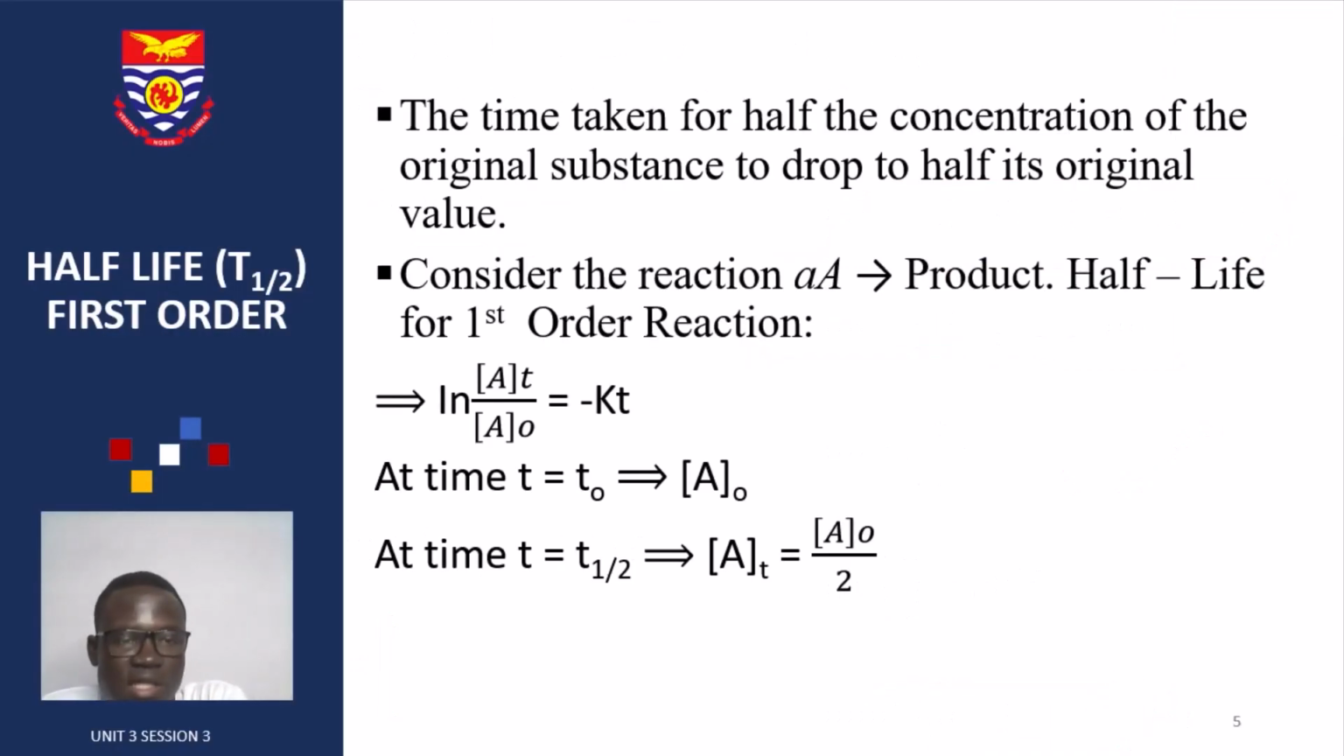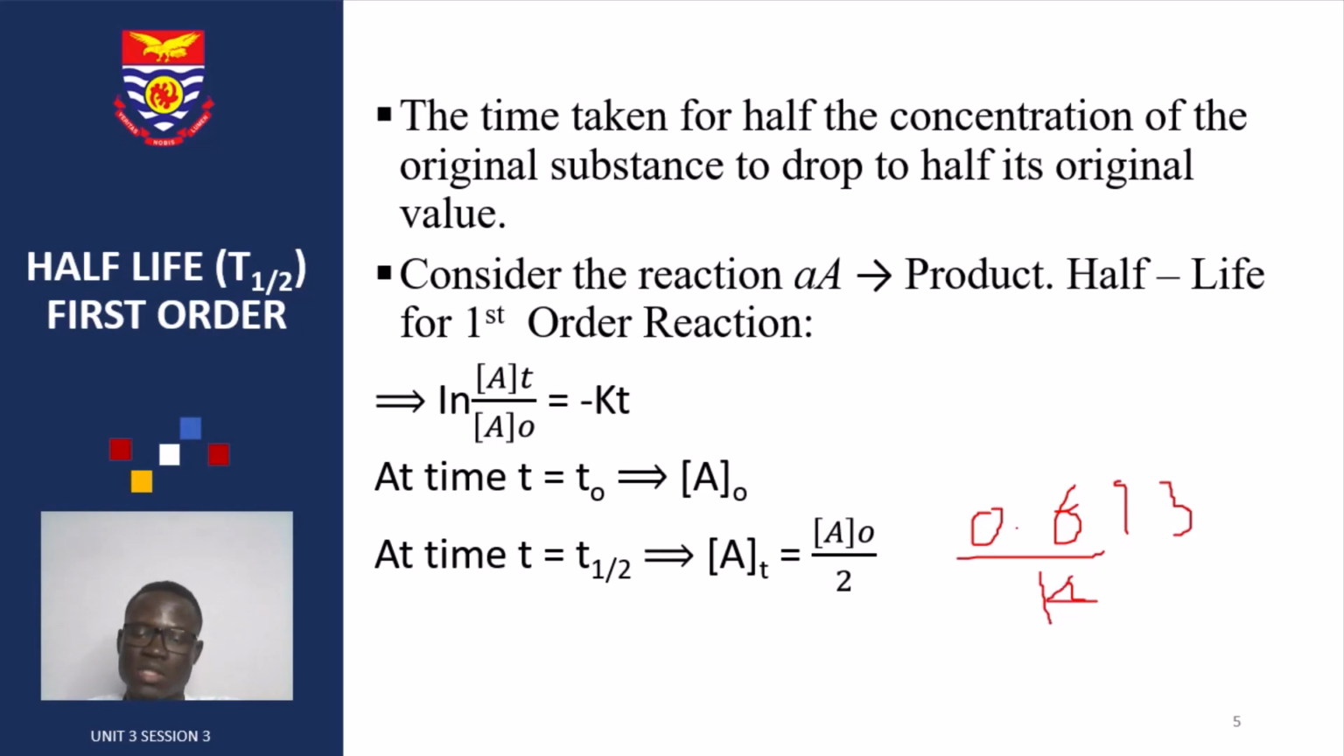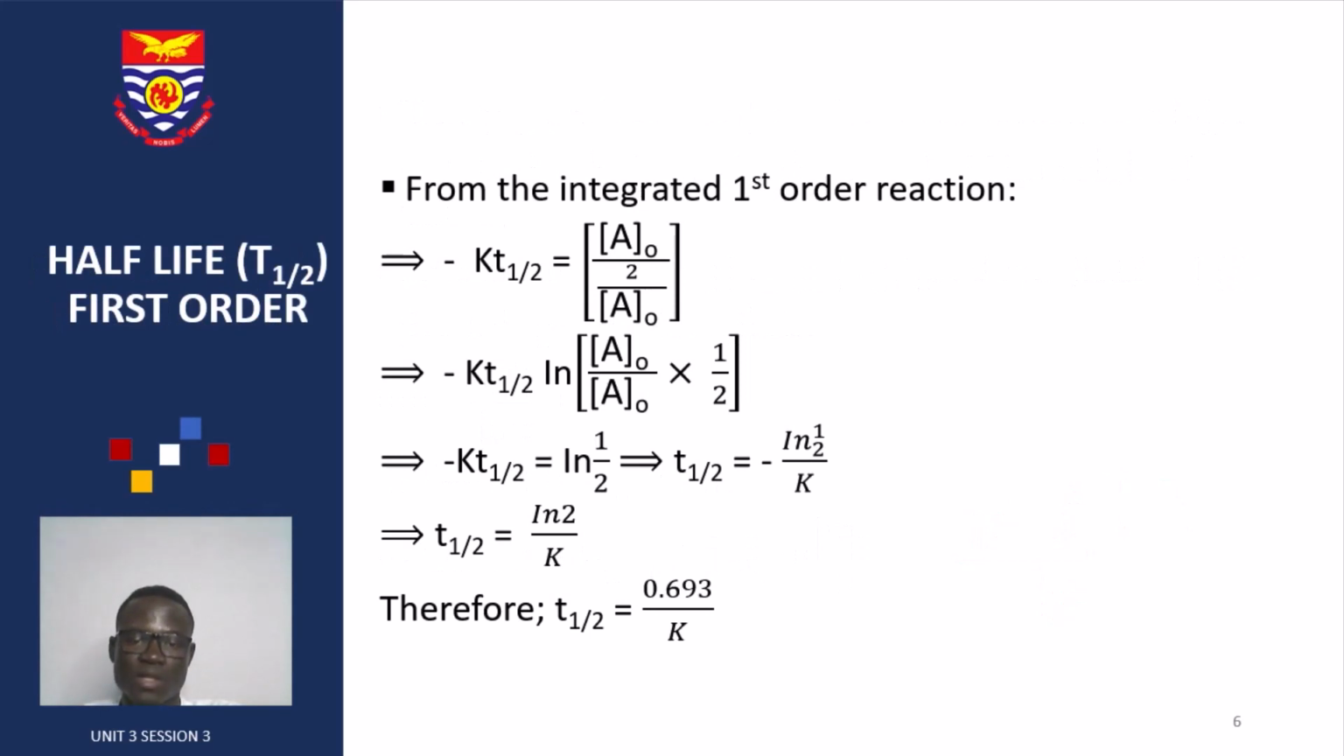So let's look at the half-life of a first order reaction. The time taken for the concentration of the original substance to drop to half its original value is what we call the half-life of a substance or a reaction. So for a first order reaction, the half-life is given as 0.693 over k, where k is the rate constant. So when we are given the half-life, we can calculate the rate constant, and when we are given the rate constant, we can calculate the half-life.